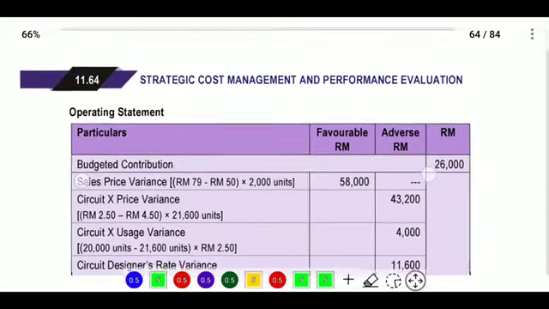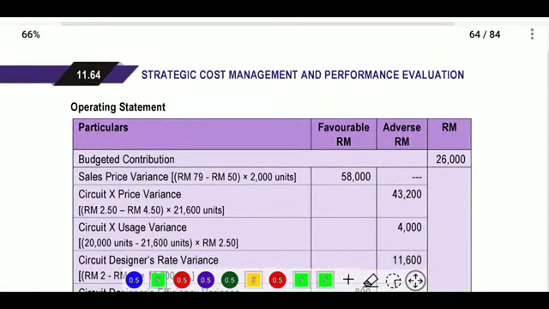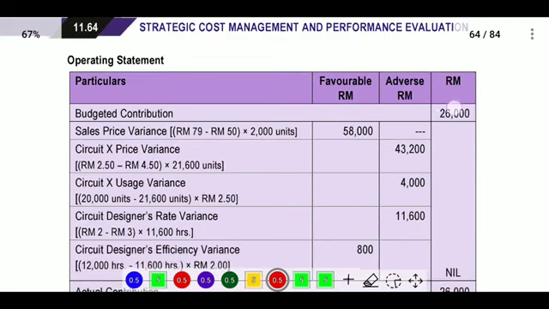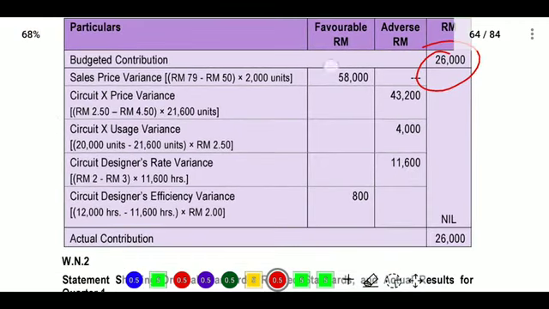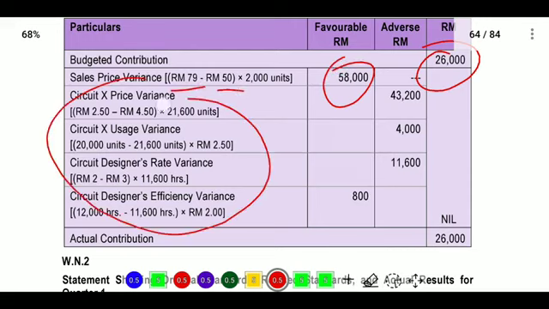So here, first which one will we take? Budgeted. The budgeted contribution we calculated is 26,000. From that we have variances. So 58,000, that is 79 minus 50, and all these variances we have already calculated. How? 2.5 minus 4.5, and we will take 2.5. What is this? 2.5, and what is this? 4.5, into 21,600 units and 20,000 units, minus 21,600 units, that is budgeted.